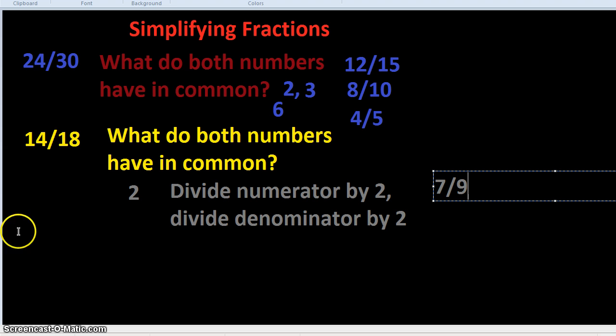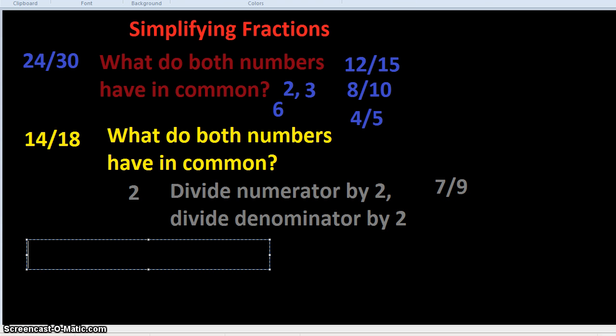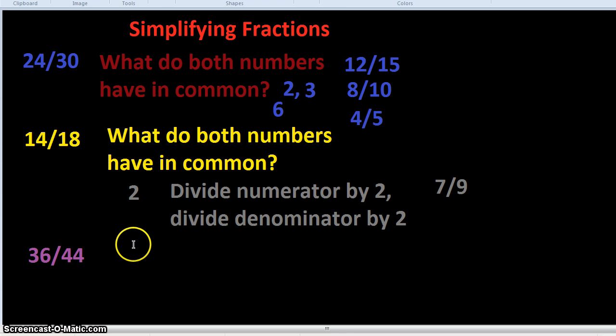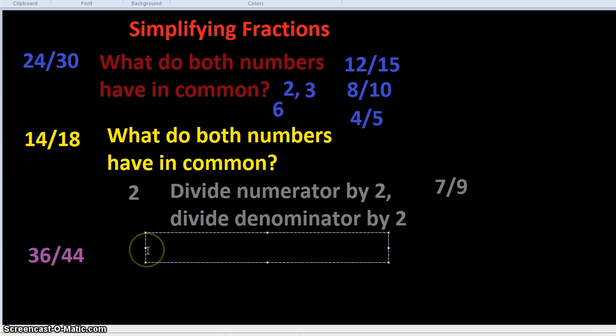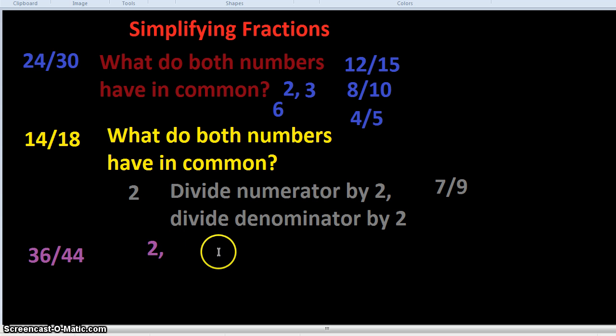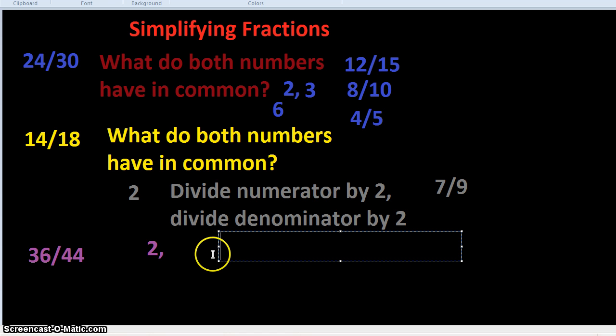Let's do one more. So make it a bit bigger. We have, I'm just completely making it up, 36 over 44, should we say? Well, what do they both have in common? I would say one of the numbers is definitely 2. And what are we left with? We are left with 18 over 22.